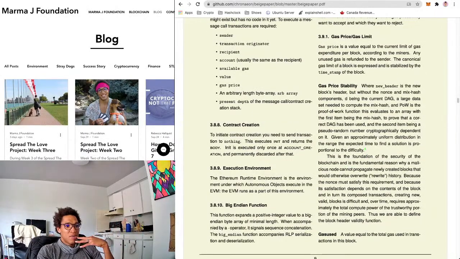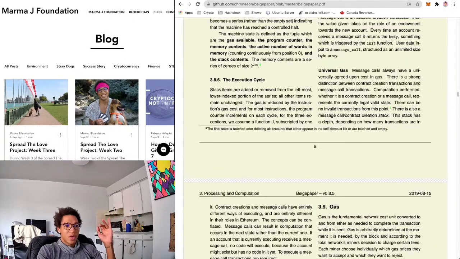Execution environment. The Ethereum runtime environment is the environment under which autonomous objects execute in the EVM. The EVM is part of this environment. Big endian function. This function expands a positive integer value to a big endian byte array of minimal length when accompanied by the, I can't remember what the thing's called, binary multiplication or whatever operator. It signals sequence concatenation. Same as before.